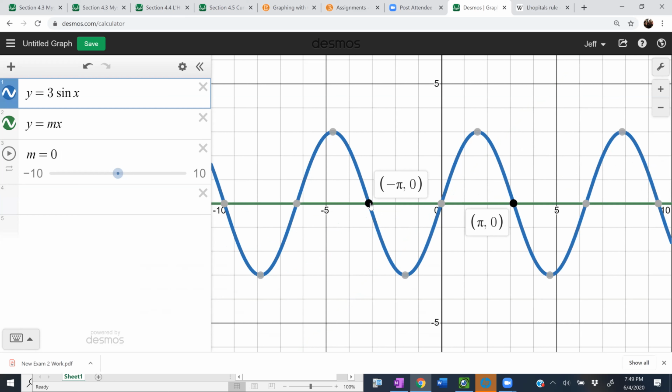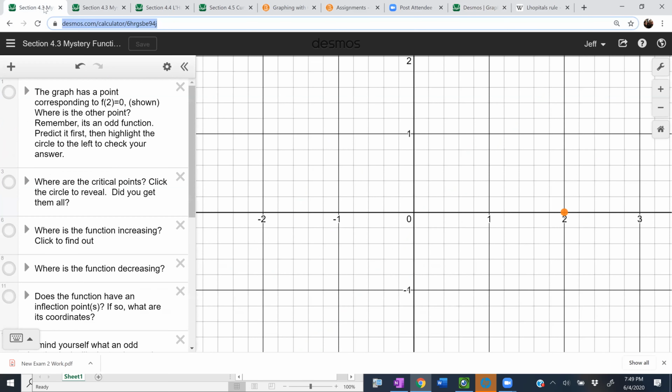So I want you to try and experience some of the ways I can ask a problem like this on an exam. If you happen to have that link that I emailed you, or if you're on Desmos, then open up mystery function. So we're going to look at mystery function number 1. And then maybe we'll take a break. But for mystery function number 1, let me give you some clues.